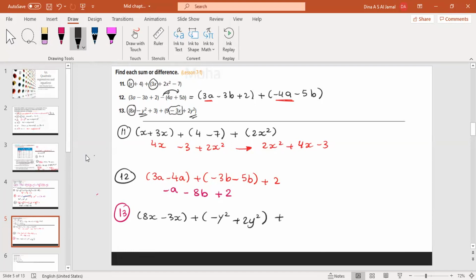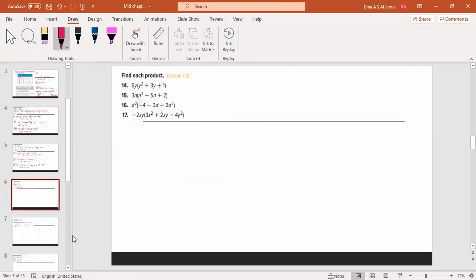Then plus 3 plus 9. Now gather all these like terms. What you will be having is that 8x minus 3x will be giving you 5x. Then minus y squared plus 2y squared will be giving you y squared, plus 3 plus 9 will be giving you 12. That's it. Let's go to the other question.